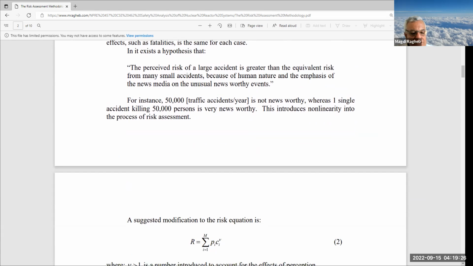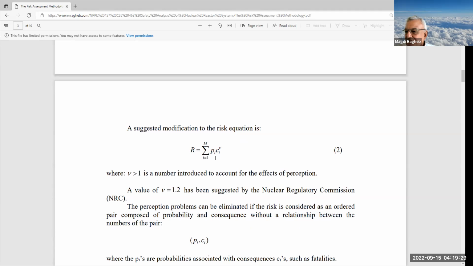So comes the Nuclear Regulatory Commission and suggests a modification of the equation that we wrote for the technological risk equation. So they take the consequence here and raise it to some power. And in that case, this is not linear anymore. It's not like a straight line. It is non-linear. And that nu here, that's Greek nu, usually is larger than 1, is a number that is introduced to account for the effects of perception. Humans have different levels of perception towards undesirable events. A value of 1.2 for nu here has been suggested in the United States by the Nuclear Regulatory Commission. So you can use the initial equation here. If you want to be more sophisticated, you take that nu if you are dealing with a nuclear reactor accident.